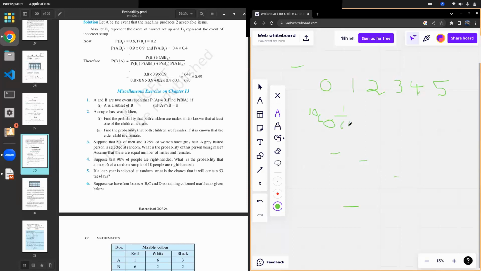10C0 into 1 by 10 into 10, plus the probability of having only 1 right-handed is 10C1 into 9 by 10 power 1 into 1 by 10 power 9, and similarly the probability of only 2 out of 10 being right-handed is equal to 10C2 into 9 by 10 power 2 into 1 by 10 power 8. So we have to add the values and we'll get our required answer.